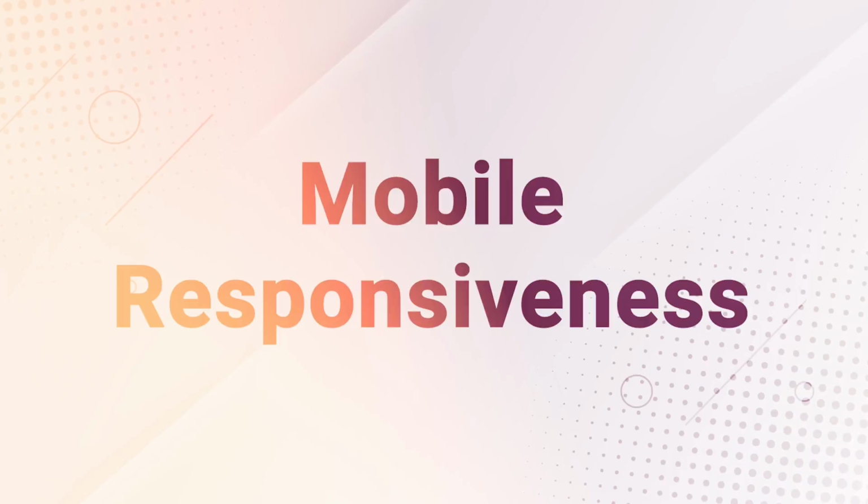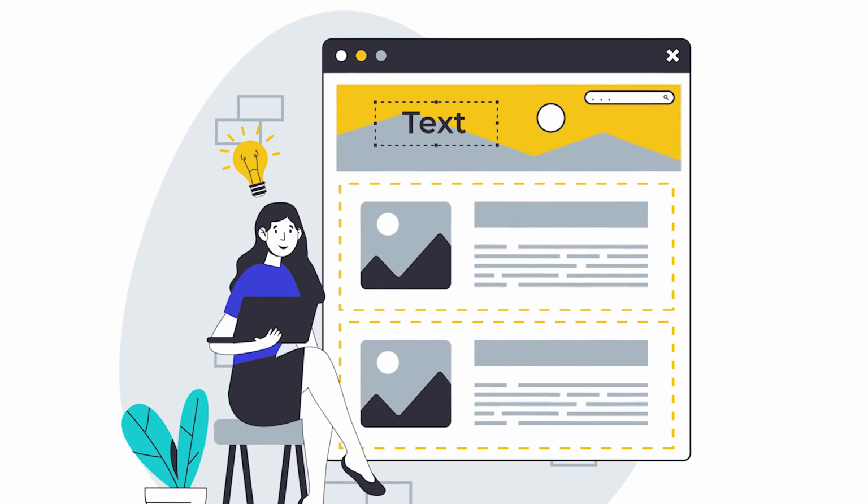Mobile responsiveness. Verify that the article displays correctly and is user-friendly on all devices, including desktops, tablets, and smartphones. You can do that by using the preview feature on your CMS.